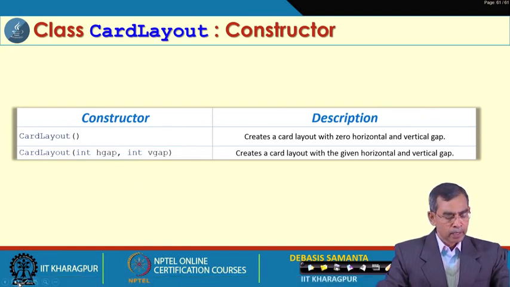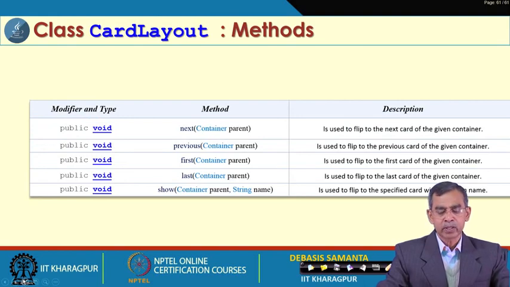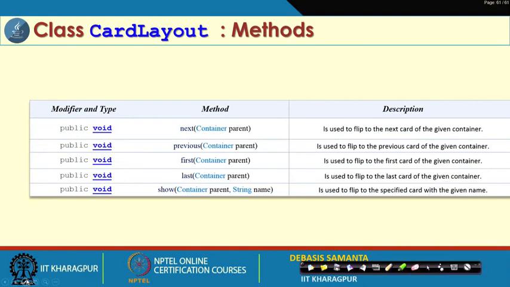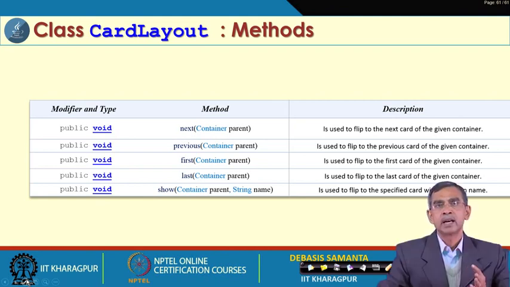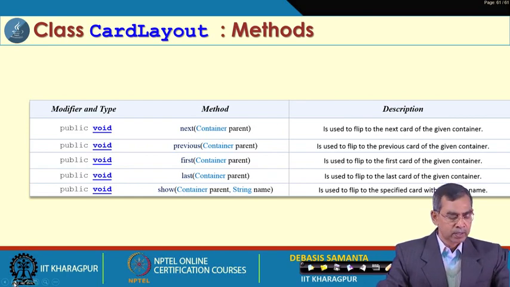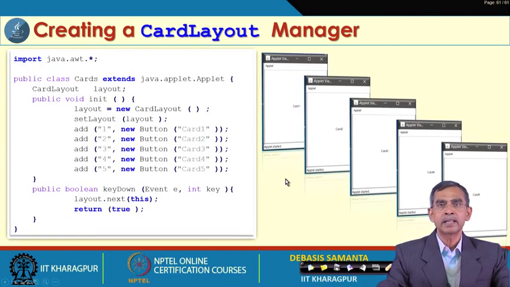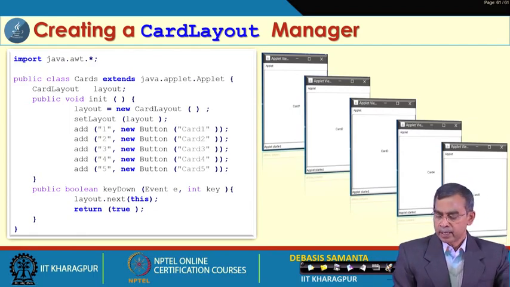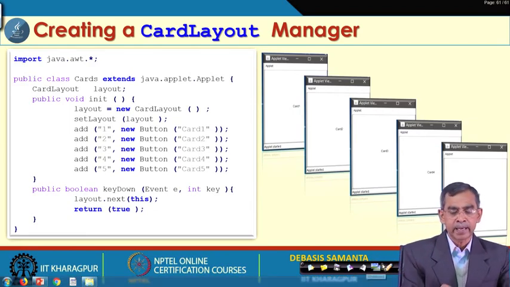Now, there are a few methods also, next method, first method, previous method, this one. That means, if we click it, which card it will go to. If you click, by default it is the next, otherwise previous, if you control previous, and whatever the methods are there. Now, this is an example, as you can see, where we have added cards into an applet.